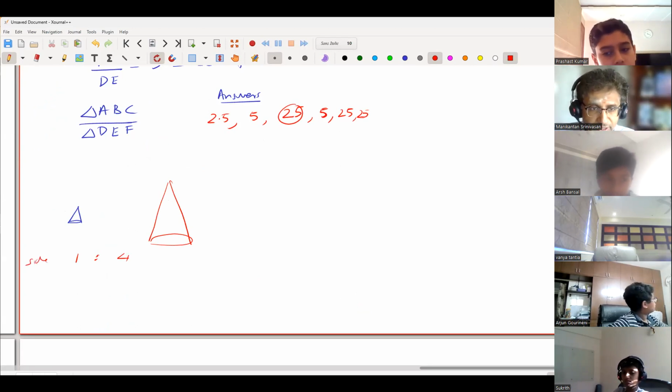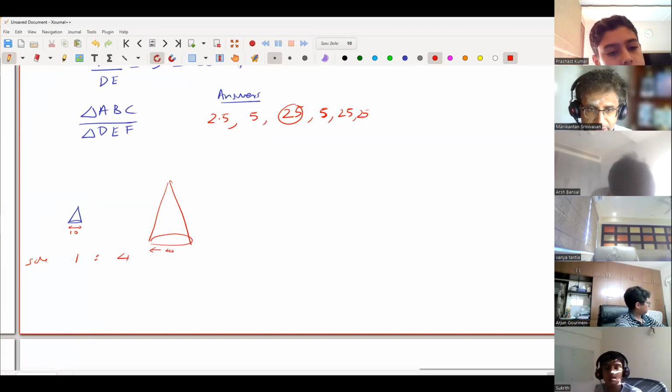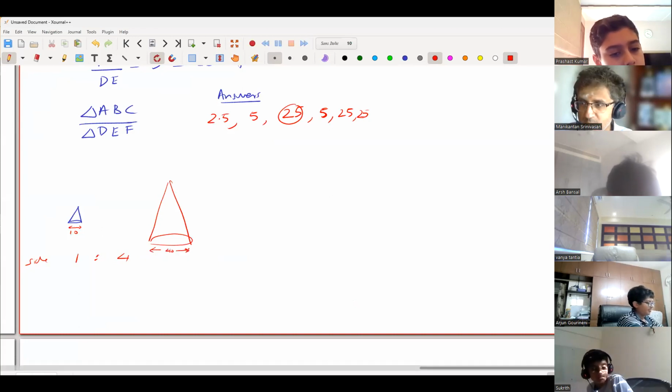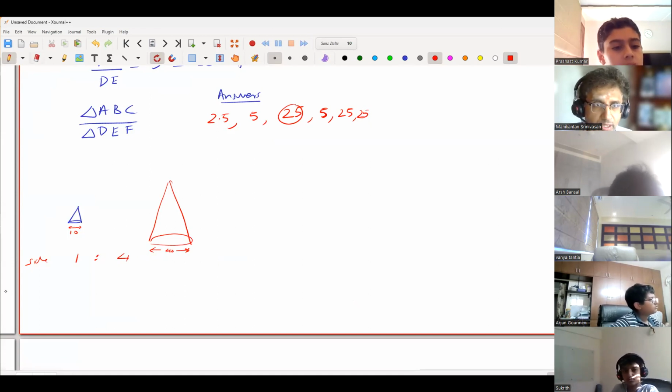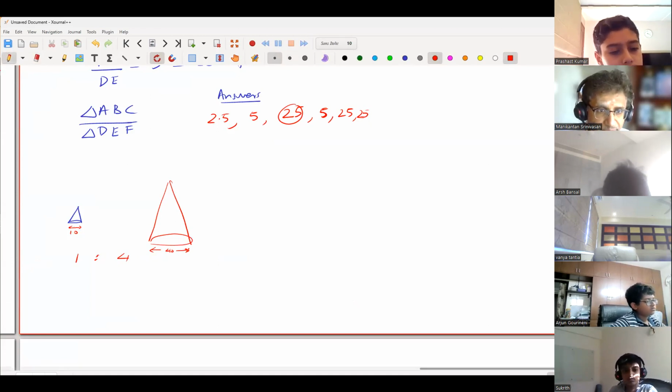For example, this radius is given, or this diameter is given to be 10 centimeters, and this diameter is given to be 40 centimeters, right? Two corresponding measurements determine the scale factor. Now, if I look at the wall, so this is diameter.